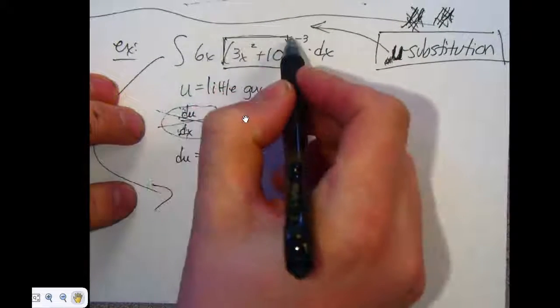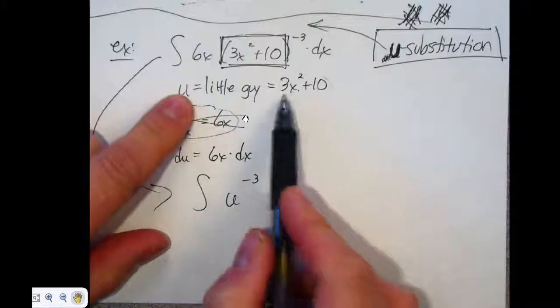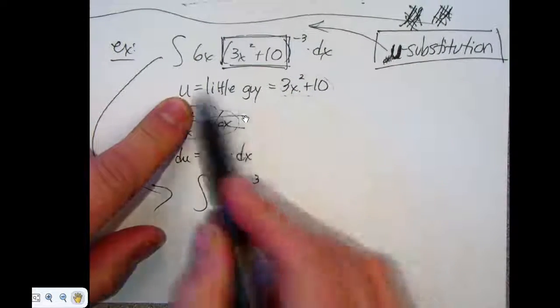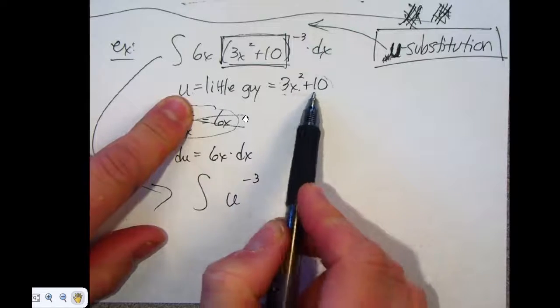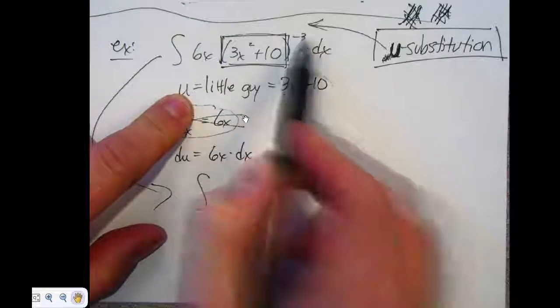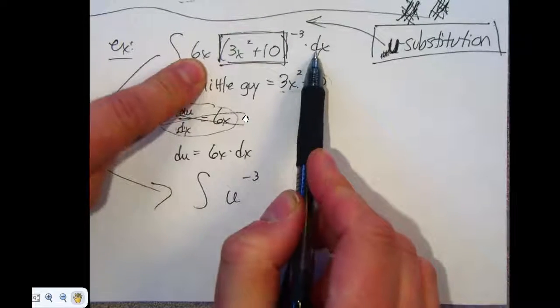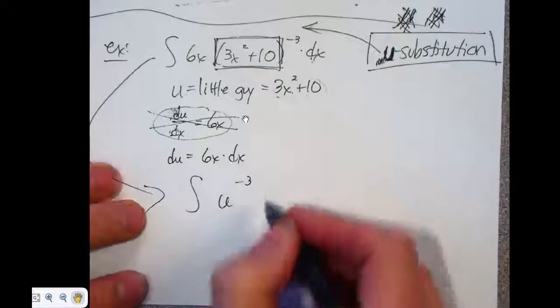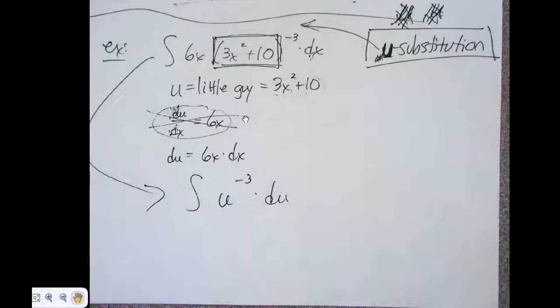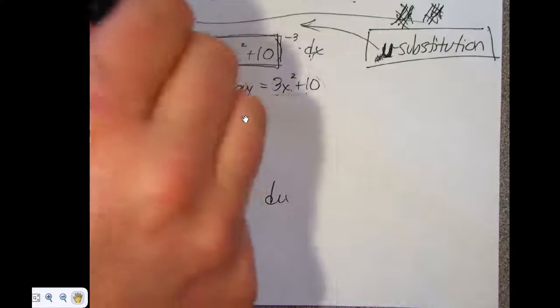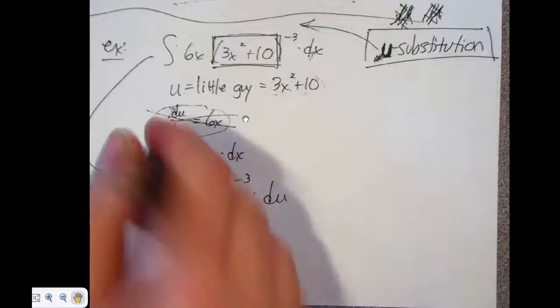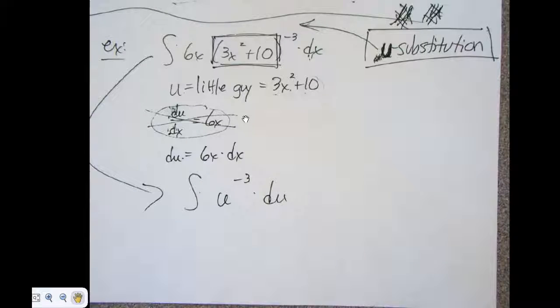What goes in place of 3x squared plus 10? U, because I declared that to be true. I said u equals 3x squared plus 10. Then, I can't replace the negative 3, that's just part of the problem. But what goes in place of 6x times dx? du. So now that's your problem, which is, in theory, a lot easier problem than what we started with. So we're transforming it to an easier problem, we're going to do it, and then we're going to put the x's back.